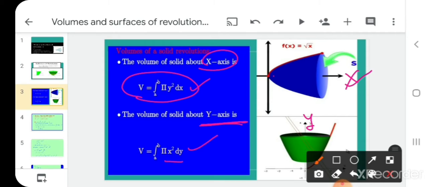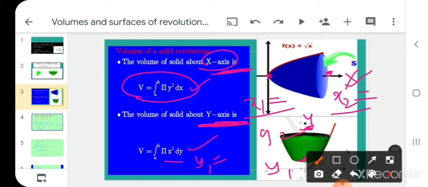If the curve rotates about the x-axis, what are the limits here? a to b. That means the starting point x1 and the ending point x2; we take the limit points on the x-axis. That means we find the x values as limit points. In the second formula, we find the limit values on the y-axis. That means we get the starting point y1 and the ending point y2. These are the limit points.